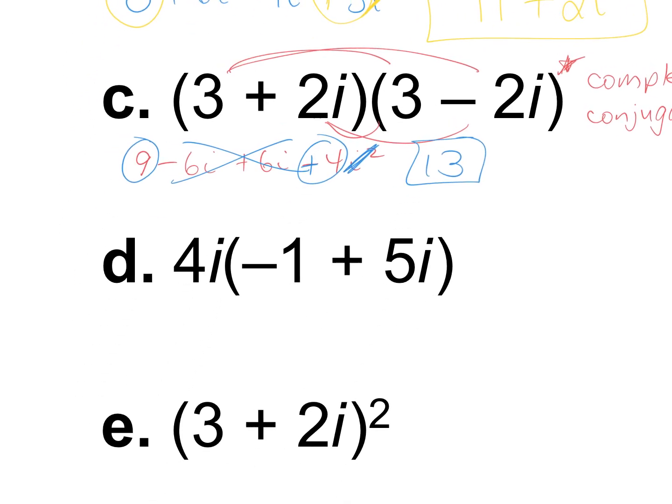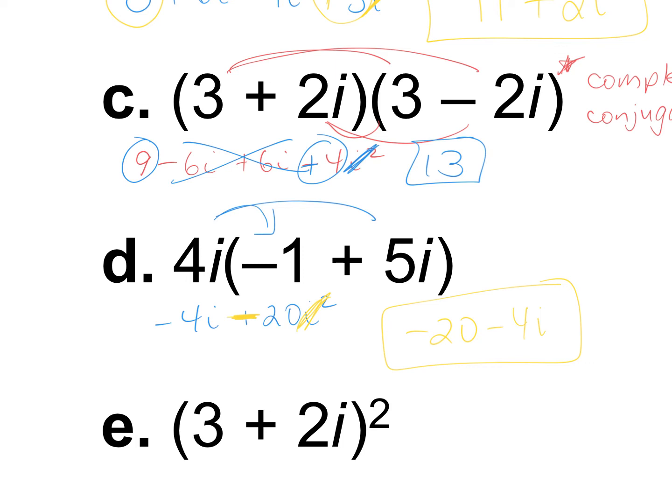So D's written backwards. That's okay. It doesn't change anything. I still distribute. So 4i times -1 is -4i. 4i times 5i is plus 20i squared. I see i squared. What do we do? Cross it off. Change the sign. Is that written in standard form? No. Your answer is -20 minus 4i. People always ask, can I factor that? Guys, we're not factoring or solving. You're not taking out a common factor. Just leave it.